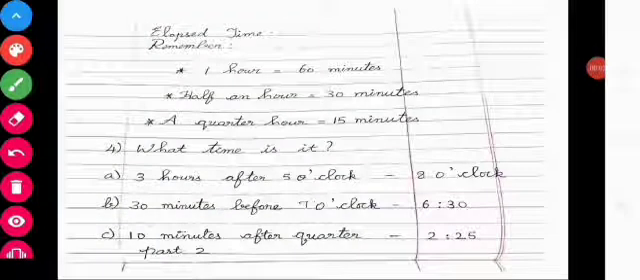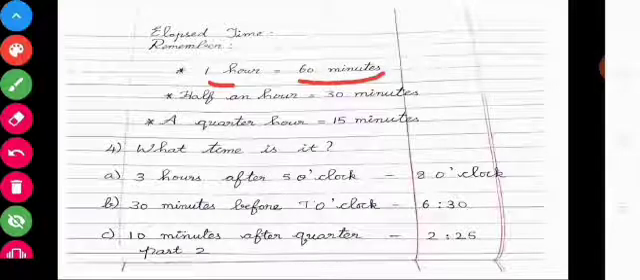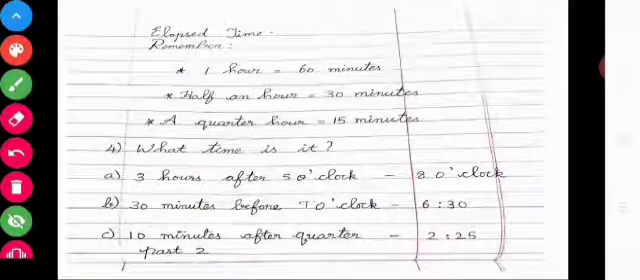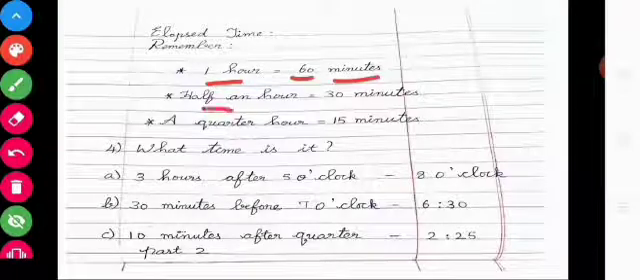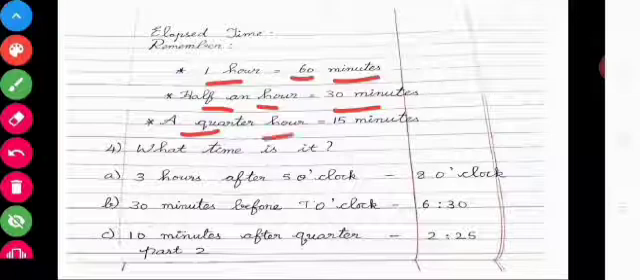Yes. Next one is elapsed time. Elapsed time means the time that has passed from starting time to ending time. Remember these points. 1 hour is equal to 60 minutes. Half an hour is equal to 30 minutes. And a quarter hour is equal to 15 minutes.